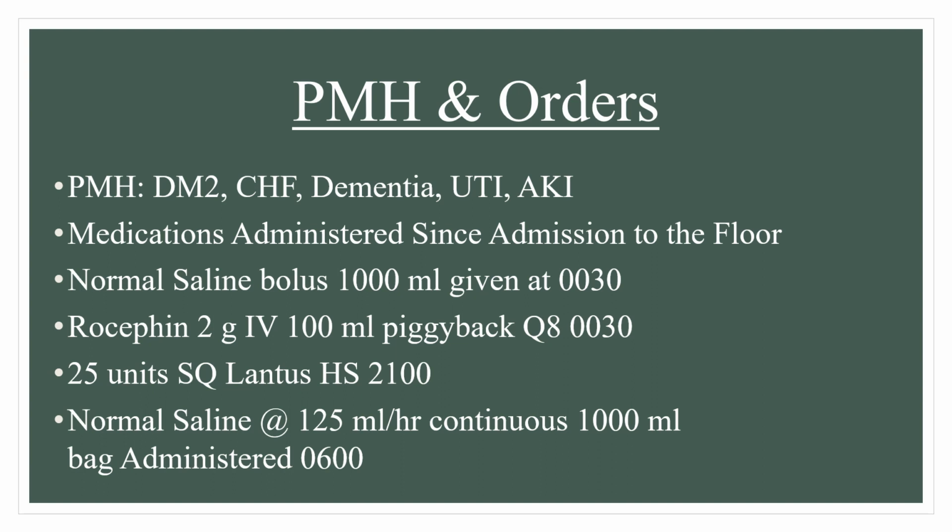You have your patient's past medical history and current orders. Her past medical history has type 2 diabetes, congestive heart failure, dementia, urinary tract infection, acute kidney injury. You also see that she's had medicine that has been administered since she's come to the floor. She's gotten some fluid, an IV course. She's got some Lantus, and then also a continuous order for normal saline. It also gives you the time that the medicine was due.